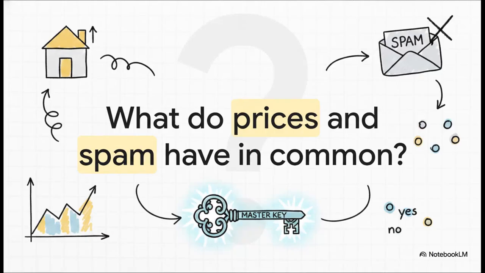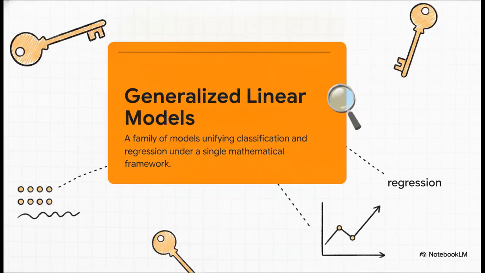So think about this for a second. What do predicting house prices and detecting spam actually have in common? I mean, on the surface, absolutely nothing, right? One's a regression task dealing with continuous numbers, the other's a binary classification task dealing with discrete yes or no categories. But while they seem like vastly different tasks that should require completely different algorithms, they actually rely on the exact same master key. And that master key is what we call Generalized Linear Models, or GLMs.